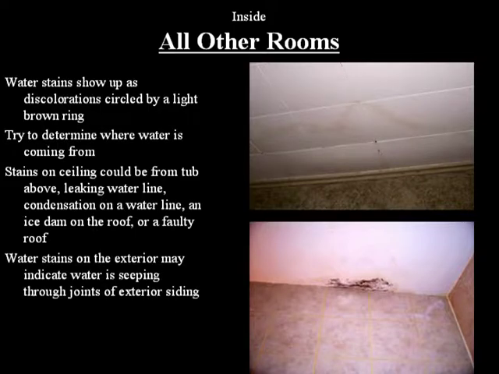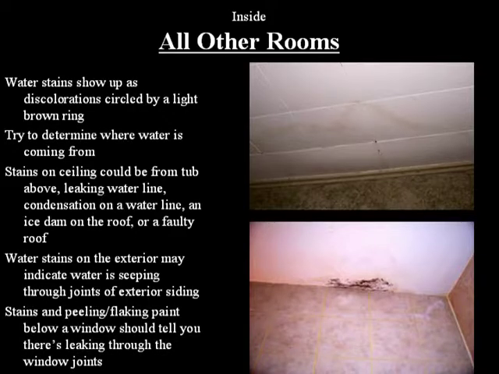Water stains on walls at the exterior may indicate water is seeping through joints of the exterior siding. Stains and peeling or flaking paint just below a window should tell you that there is leaking through the window joints.